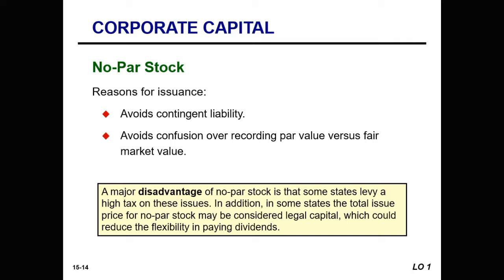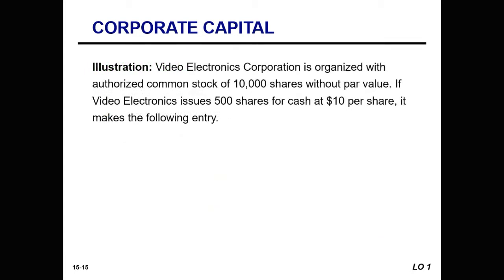Regardless of whether there is par or no par stock, we still have to recognize this stock at issuance. So thinking about no par stock, when it's issued, we need to recognize it in the accounts. We're going to use Video Electronics Corporation, who has authorized common stock at 10,000 shares, and they have no par value. This means they can sell a total of 10,000 shares. Now, they've decided to issue or sell 500 of the shares for $10 per share.